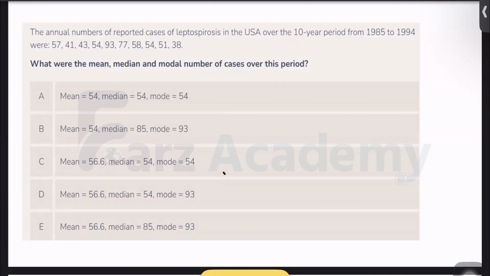So is the answer A or C? Because we calculated the median and mode is 54. C, C, very good. So C is the answer. So it is almost 566.